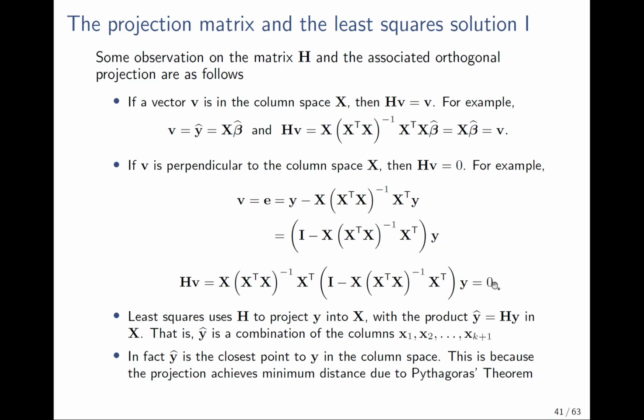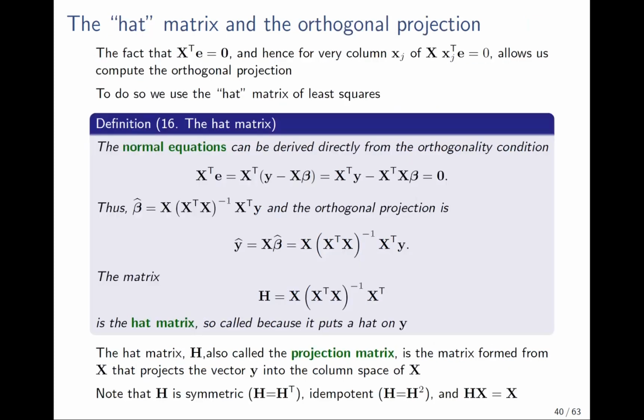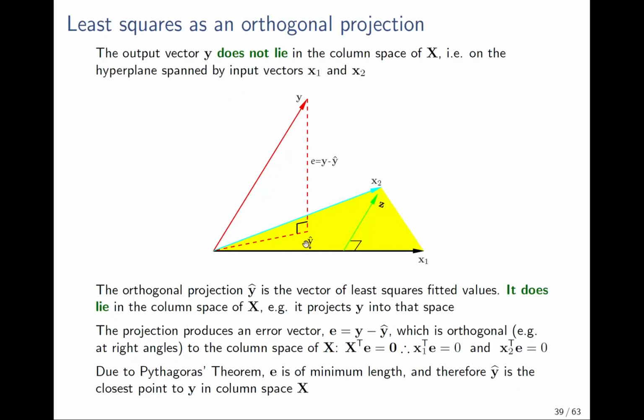The principle of least squares, then, viewed geometrically, is that we're using H to project y into the column space of X, with the product y hat being in the column space of X. That is, y hat is a combination of the columns of X. And in fact, y hat, as we've shown diagrammatically, is the closest point to y in the column space, and that's due to the projection achieving minimum distance simply through Pythagoras' theorem.